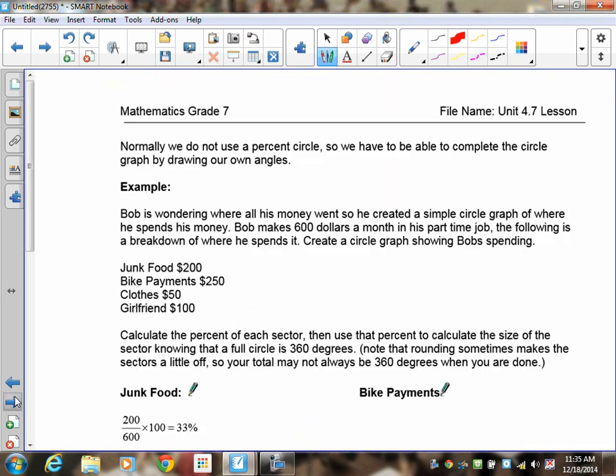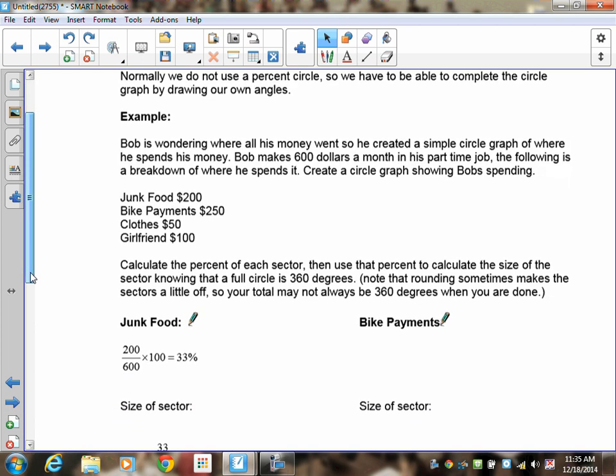Okay, now normally percent circles could be used, but as we go higher and higher in math, we get away from the percent circles. Curriculum states that I'm supposed to show you how to do it, but right after they've done that, they tell you that we don't normally use it. We have to move on to using angles. So let's take a look at the angle question.